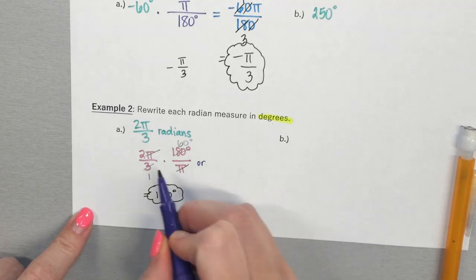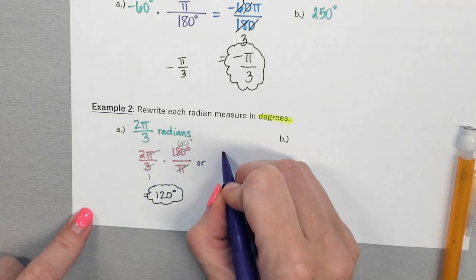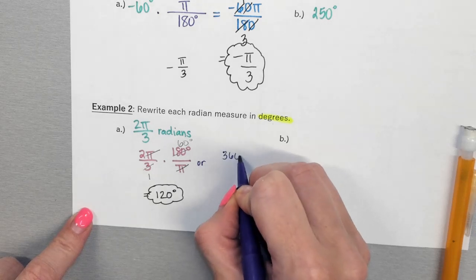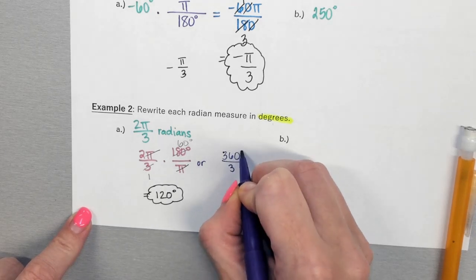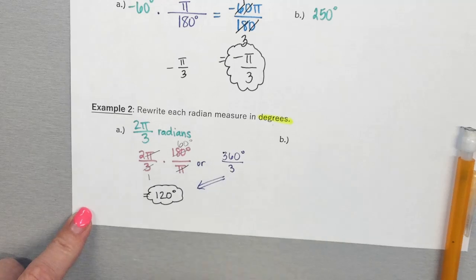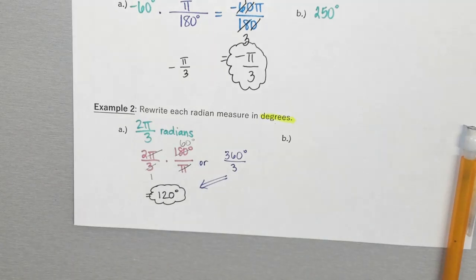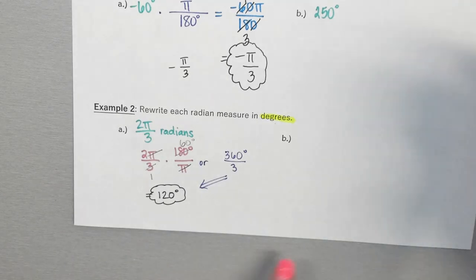So the other way you could do this is you could go straight across at the beginning. So you could also do 360 divided by 3. And again, you would get 120. Either one of those methods are fine.